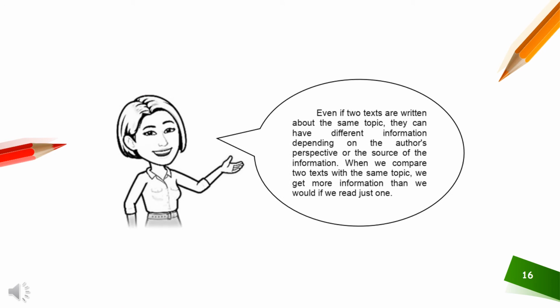Even if two texts are written about the same topic, they can have different information depending on the author's perspective or the source of the information. Class, when we compare two texts with the same topic, we get more information than we would if we read just one.